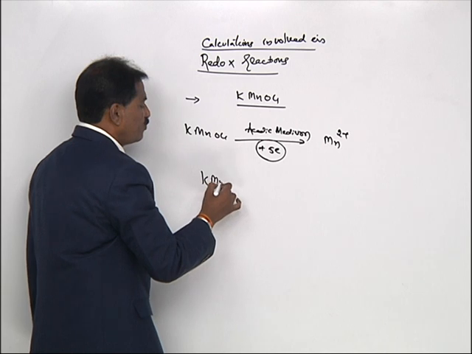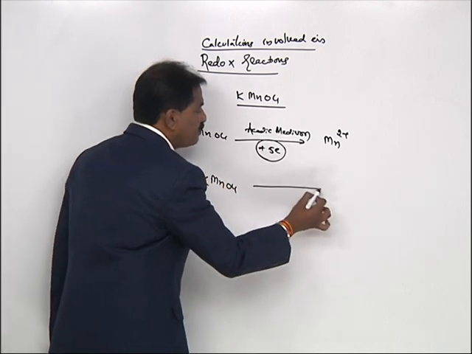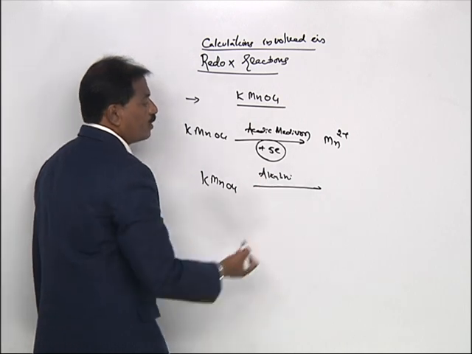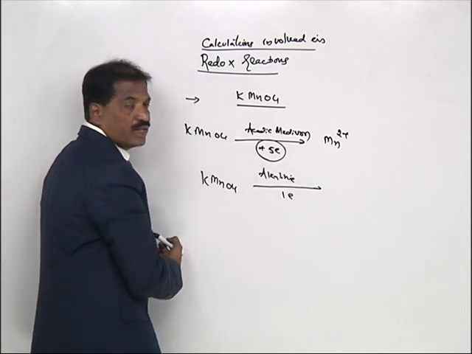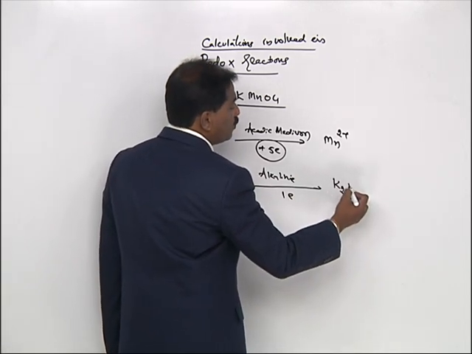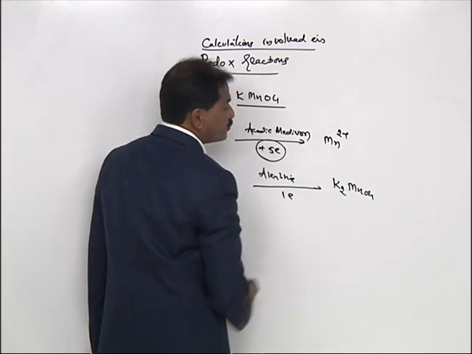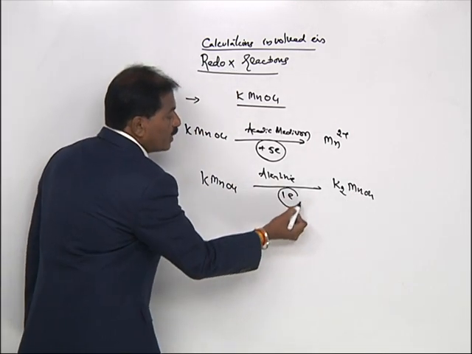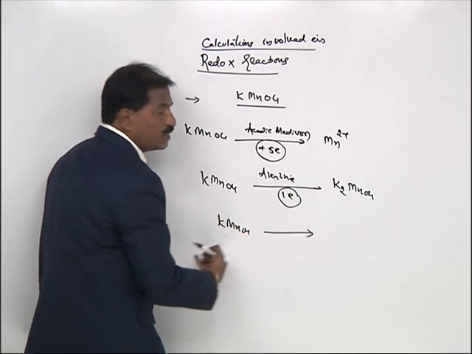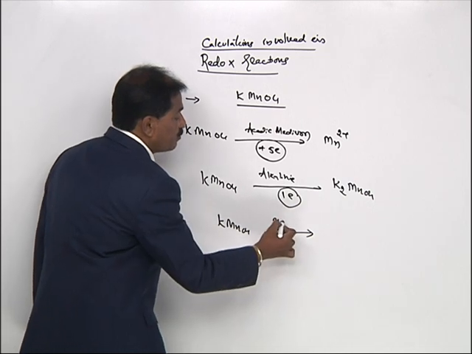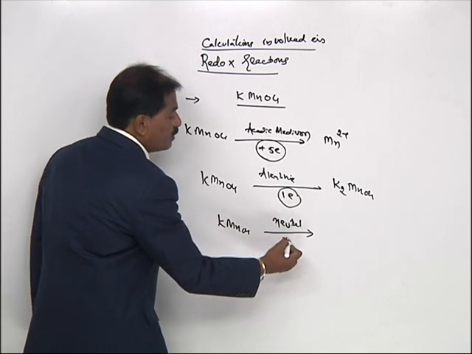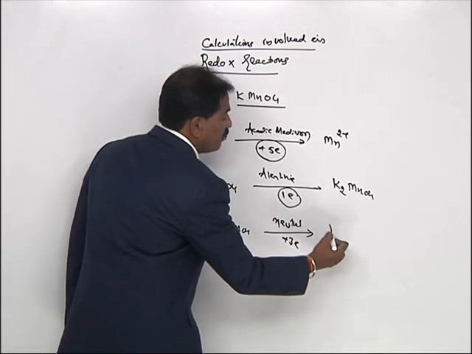Similarly, when KMnO4 participates in reactions in alkaline medium, one molecule will always gain 1 electron. Therefore, KMnO4 will be converted into K2MnO4. Next, when KMnO4 participates in reactions in the neutral medium, one molecule will always gain 3 electrons. Therefore, it will be converted into MnO2.